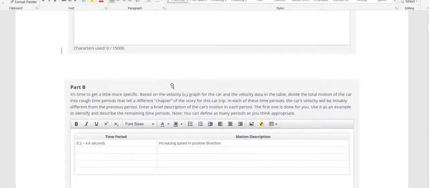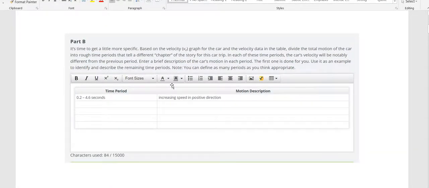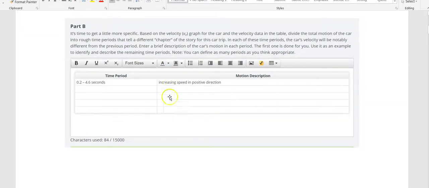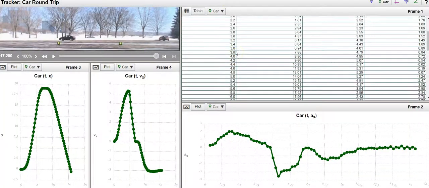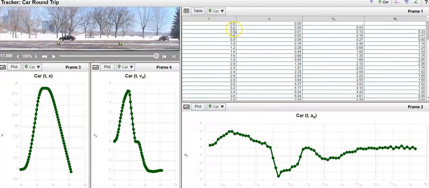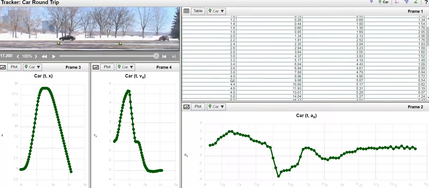Let's go to question B. You have 5 distinct periods taking place in your motion. The first one is given to you, between 0.2 and 4.6 seconds: you increase speed in the positive direction. You're going forward. So we look at that in the video. Let's go back here, 0.2 right here to 4.6 down here. You're increasing speed. Actually, you're covering more distance, but here's the speed over here. You're getting faster and faster.